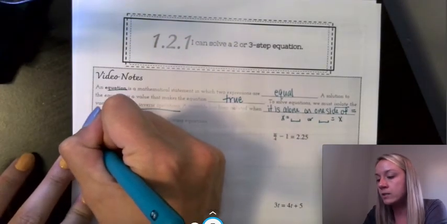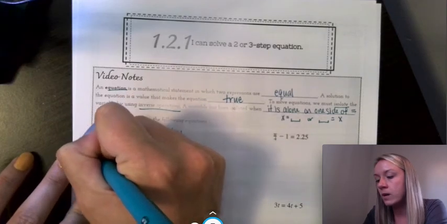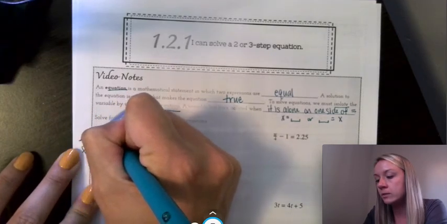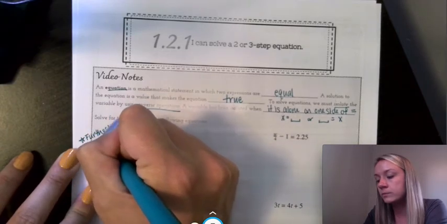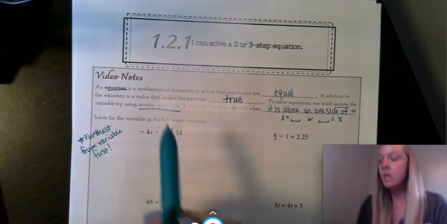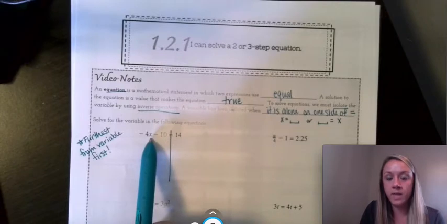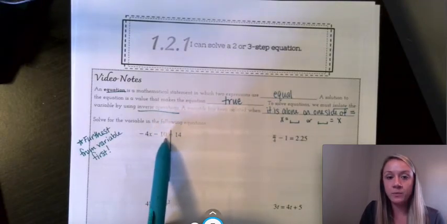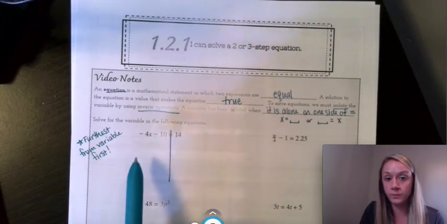Furthest from our variable is first. Okay, what I mean by that, I'm going to show you. If my variable is right here, this is my x, I have to move away this negative 4, and I have to move away this minus 10. Both of those so that my x is alone.